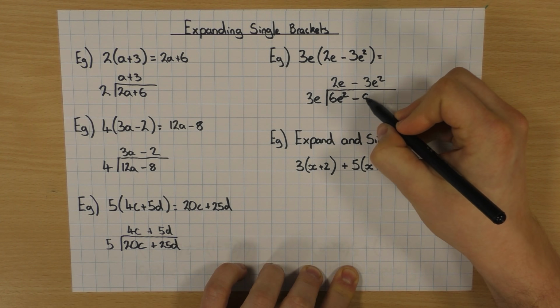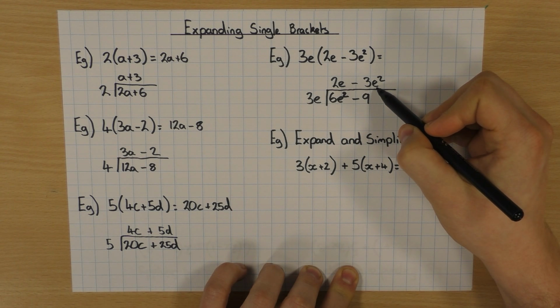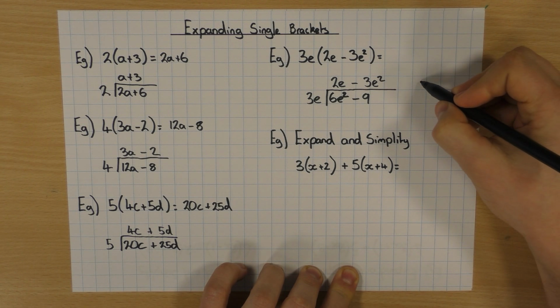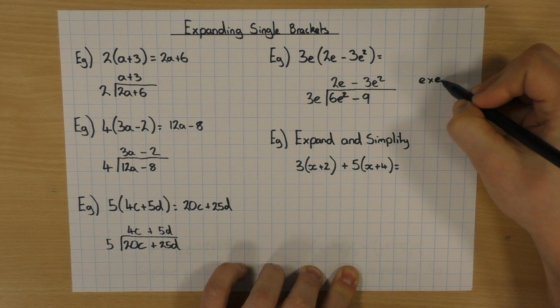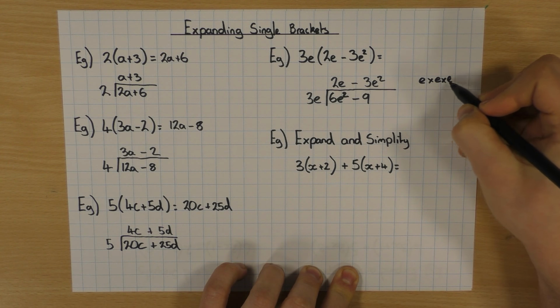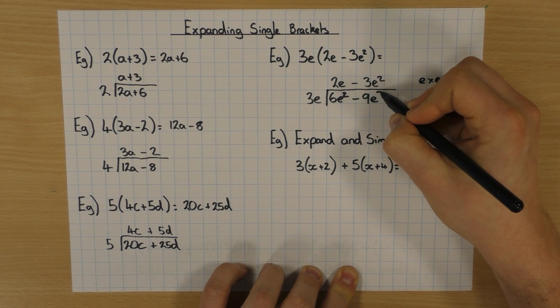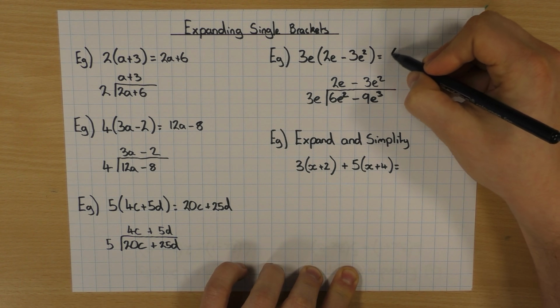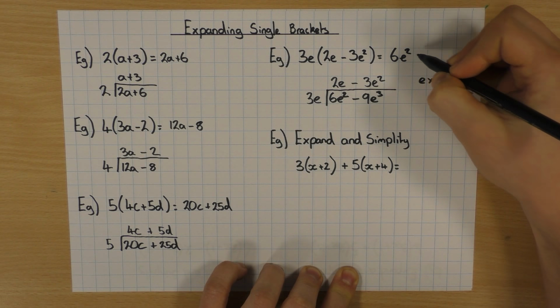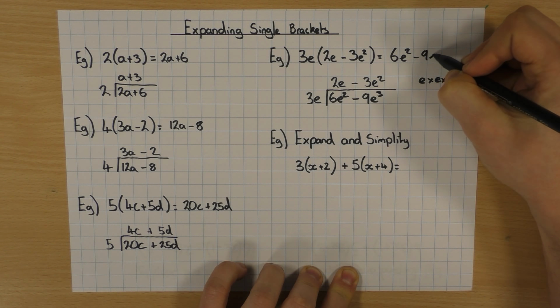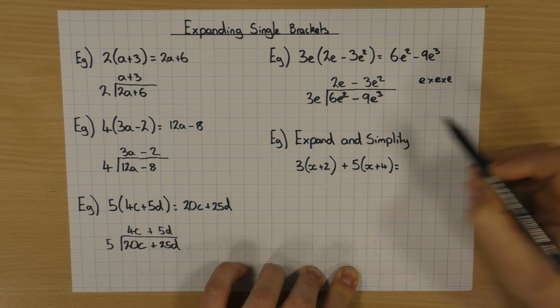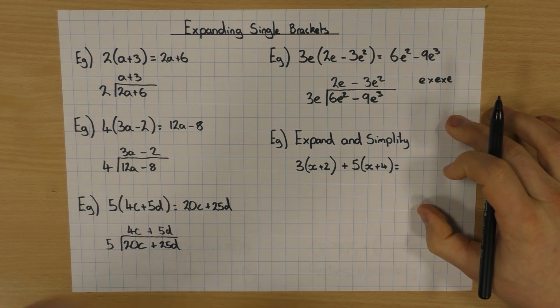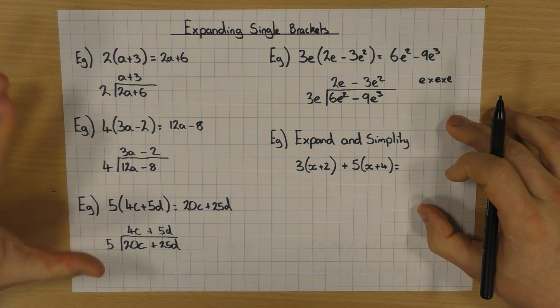3 times 3 is 9. E times e squared, well, that's the same as saying e, and then e squared means e times e. So e times e times e, that's the same as saying e cubed. We just add 1 to the power. Okay, don't forget to write out your answer. 6e squared minus 9e cubed. Excellent. So that's just expanding single brackets.